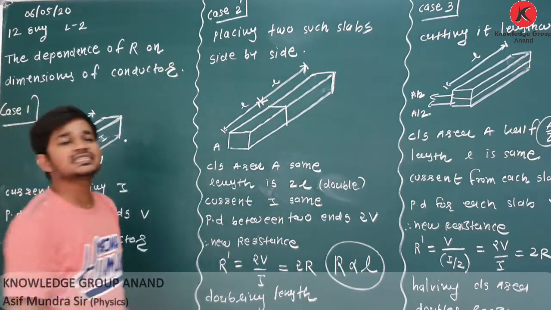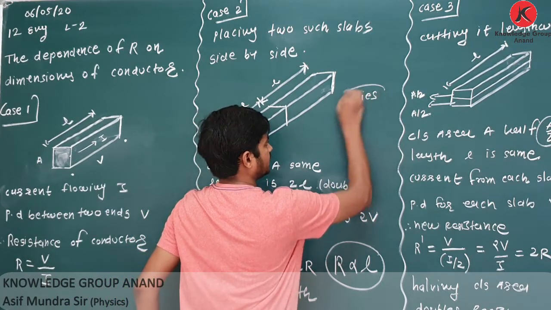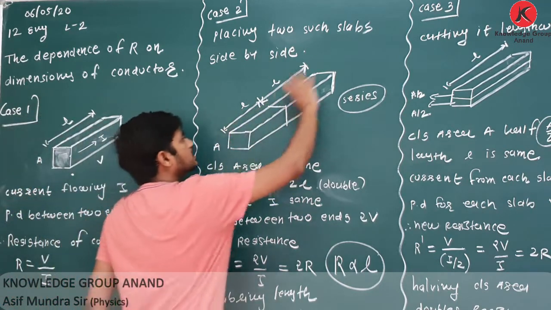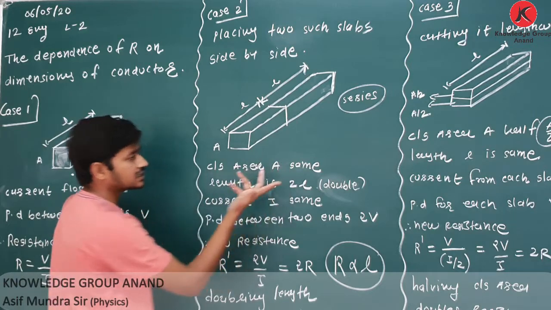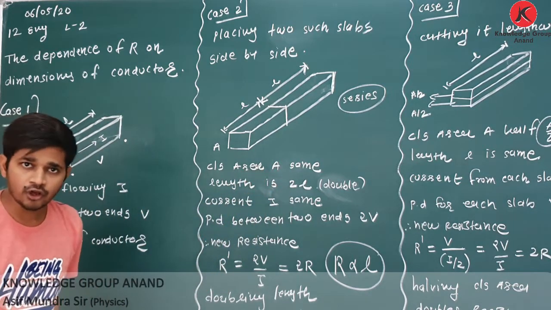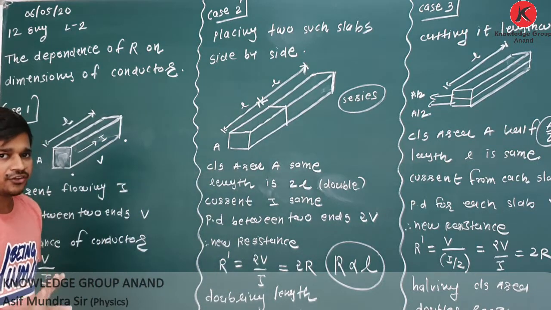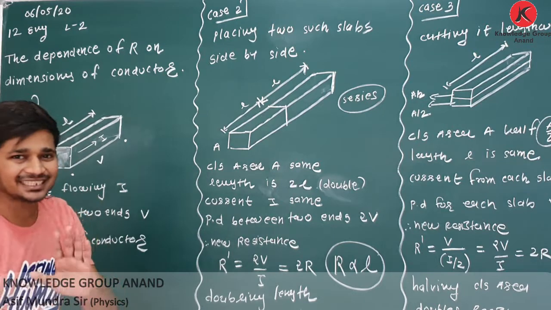Means we can say it is a series connection. Which connection? It is a series connection. See here for this slab, the cross-sectional area is the same for both. Yes or no? Yes. What is now the length of this conductor? It is 2L.